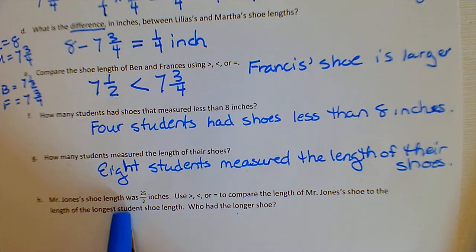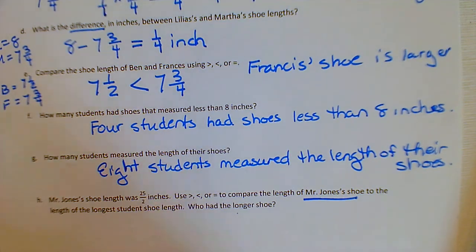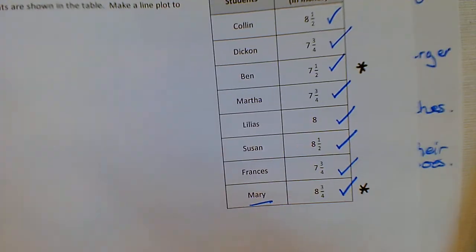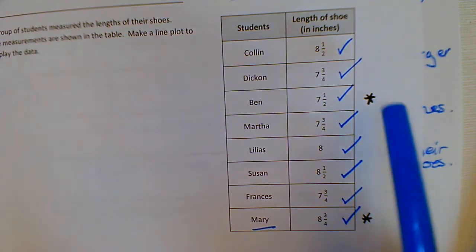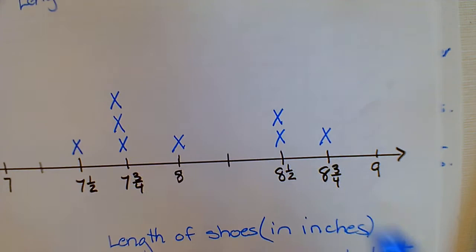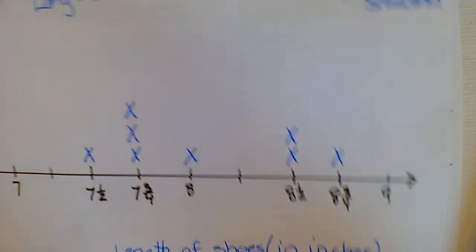Mr. Jones' shoe length was 25½ inches. Use greater than, less than, or equal to compare the length of Mr. Jones' shoe to the length of the longest student's shoe length. Who had the longer shoe? So first we have to go and figure out which student had the longest shoe. So let me go ahead and grab our table. And we had already put stars here. I could have first looked at my graph to figure out who I'm looking for, which was 8 3/4.